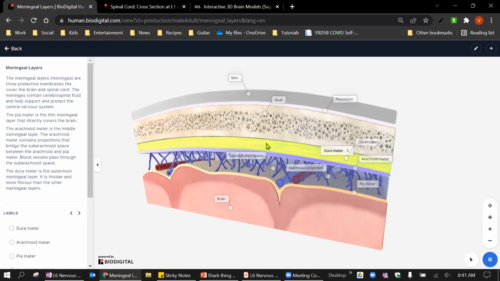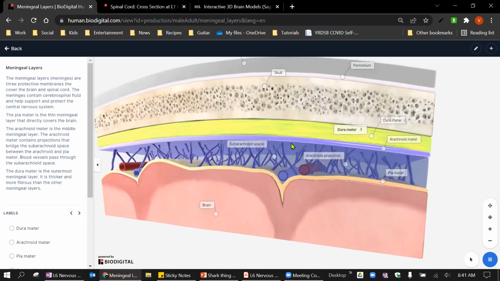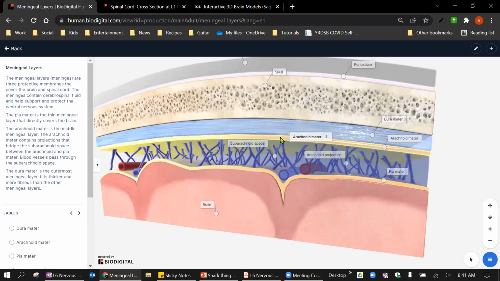Okay, and again, it's two fused layers. You cannot really see that there are two layers here. And then underneath, you have the arachnoid mater. And then the space you see here, that is the subarachnoid space. Okay, so all the CSF is gonna fill up this space, and then it will get drained at the dural venous sinus, like I said earlier.